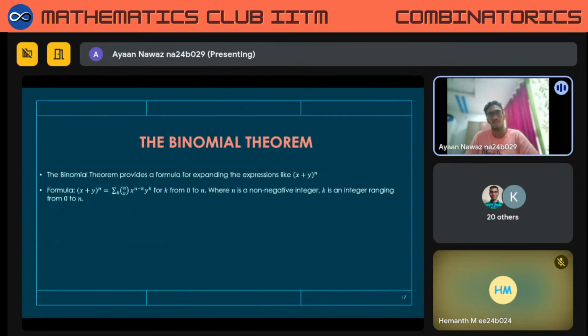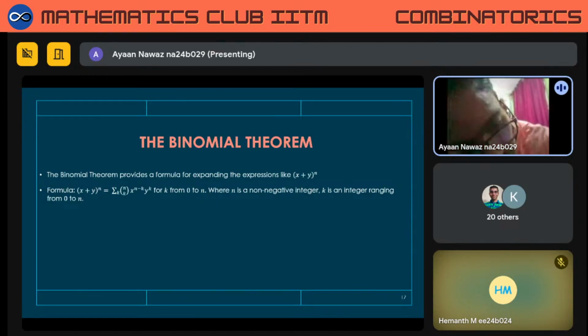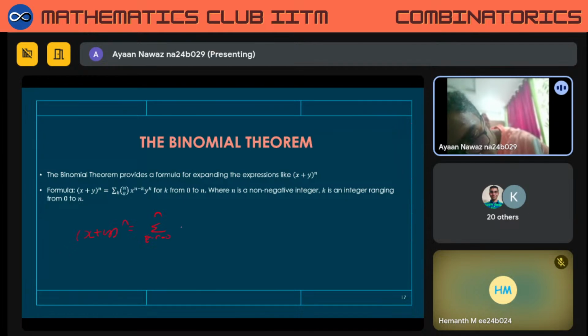Next, the binomial theorem. The binomial theorem provides a formula for expanding expressions like (x + y)^n. It is basically this: (x + y)^n is equal to the sum from r = 0 to n of nCr x^(n-r) y^r. That is the binomial theorem.